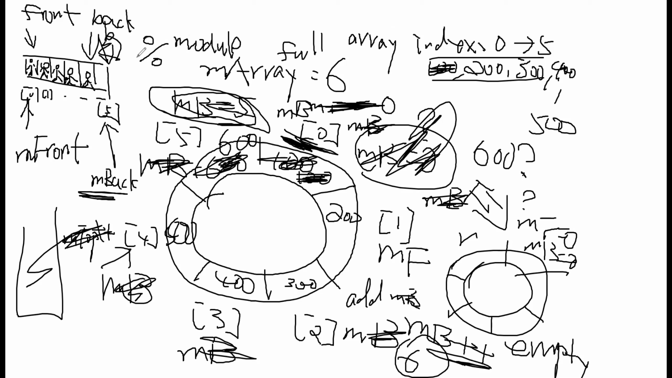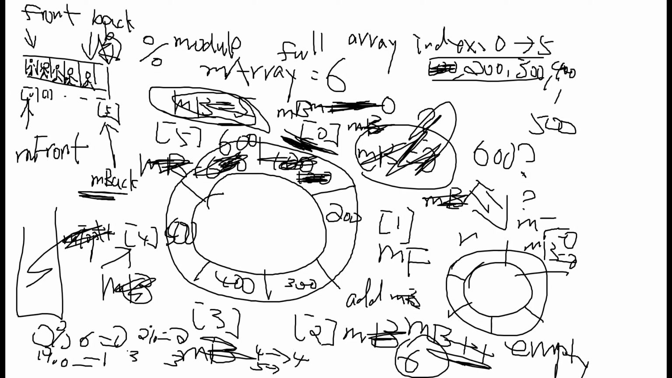Okay, if we apply this, then we can solve the dilemma. So let's see, the array size in this case is 6. Then 0 modulo 6, you get 0. 1 modulo 6, you get 1. 2 modulo 6, you get 2. 3, you get 3. 4, you get 4. And 5, you get 5.